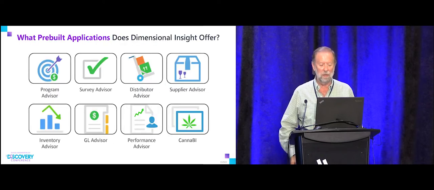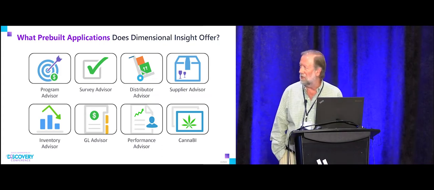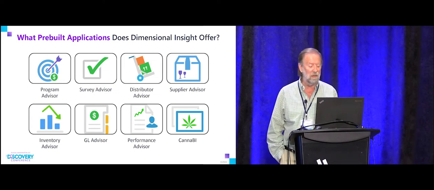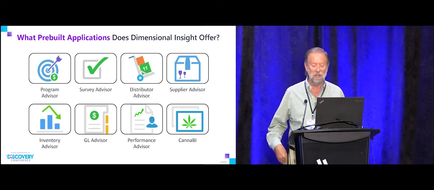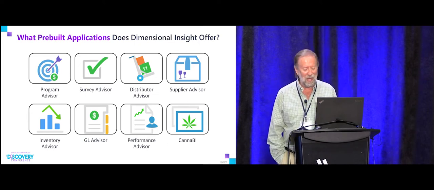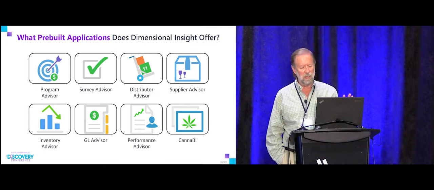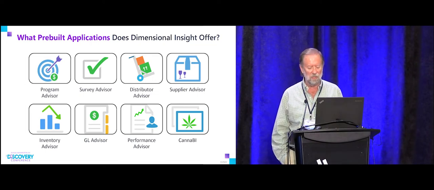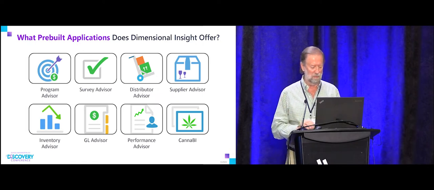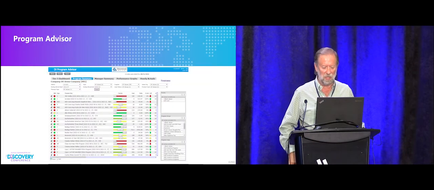So here they are. Program Advisor, a lot of people are using that. That's probably our number one application out there today. Survey Advisor, Distributor Advisor, Supplier Advisor, Inventory Advisor, GL Advisor. The common theme here is Advisor. Performance Advisor and Canna BI. Some of these have been in here for a while, but Performance Advisor and Canna BI are brand new, so we're excited to show those. We're going to take a little in-depth look into each one.